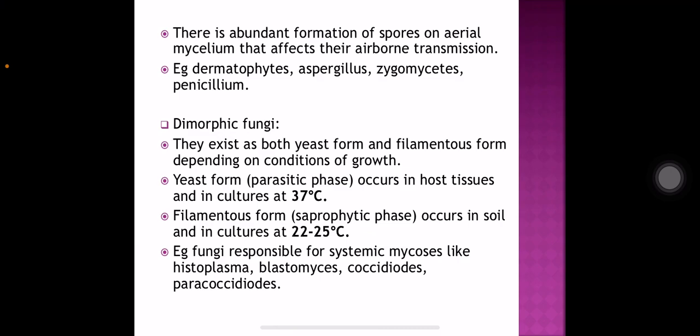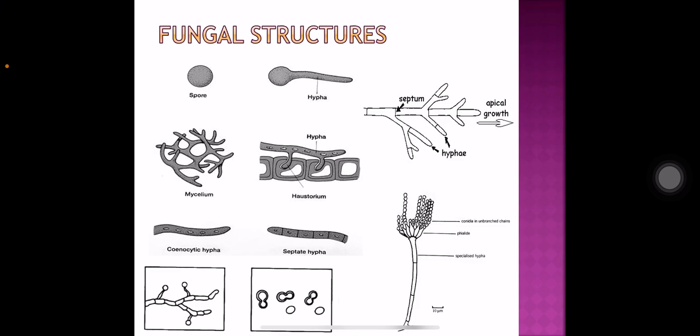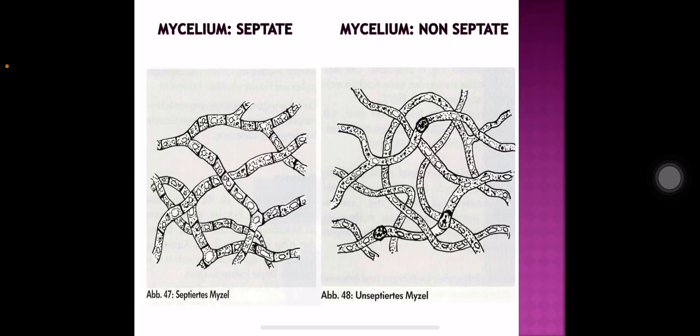Examples of fungi responsible for systemic mycosis like Histoplasma, Blastomyces, Coccidioides and Paracoccidioides. These are all examples of dimorphic fungi. These are several fungal structures, the variety of structures as observed in fungi. These are 2 photographs. One shows septate mycelium, in which hyphae are septate, and one shows mycelium which is non-septate, in which the hyphae do not have septa. So they are aseptate hyphae forming an aseptate mycelium.